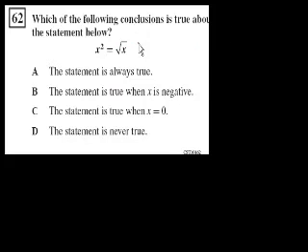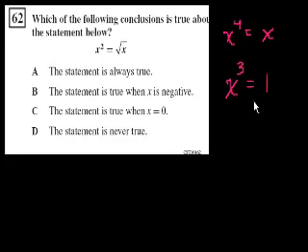Right? I mean, if you square both sides of that equation, you get x to the 4th is equal to x. And then x could be equal to 0, but if you assume that x does not equal 0, you could divide both sides of this equation by x, and you get x to the 3rd is equal to 1.